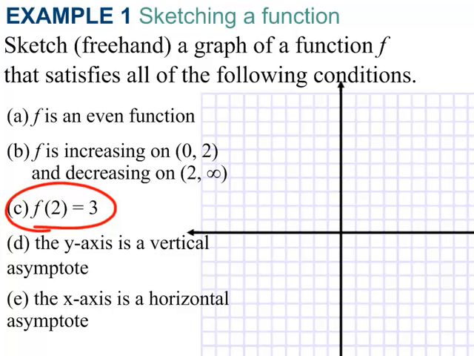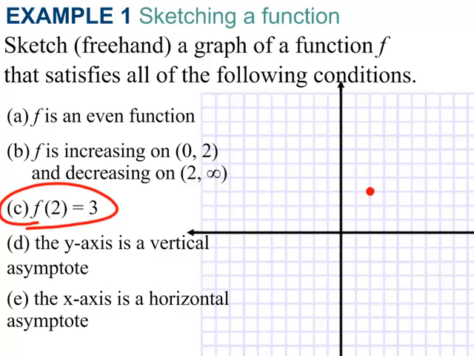second guess it. Whereas, for example, if I jumped right into drawing some even function, I may draw an even function, but I may then find that I have to revise it later because it violates one of these other rules. So let's go ahead and do clue C there. F of 2 equals 3. So 2 over, 3 up.